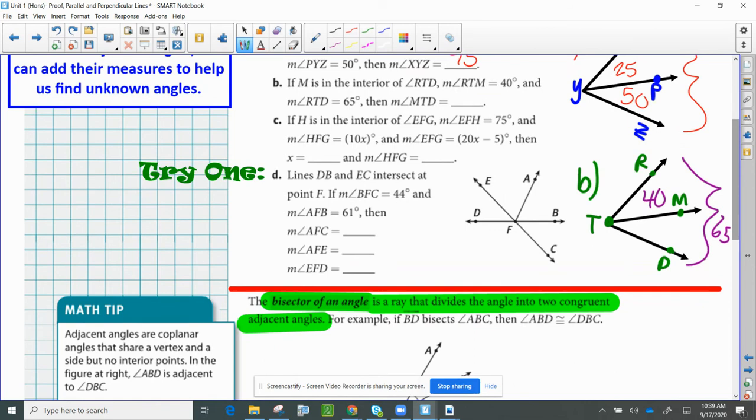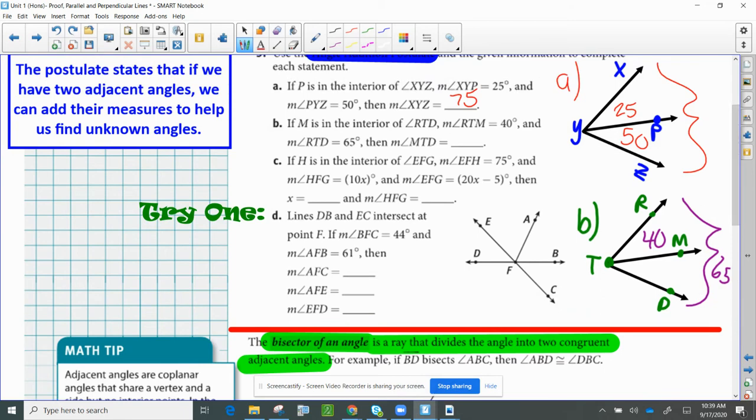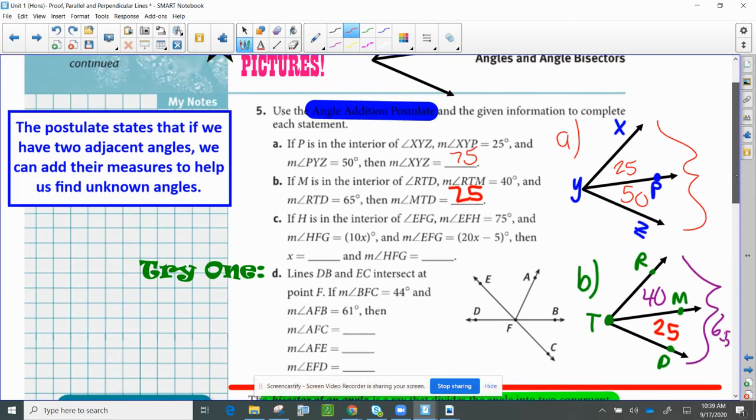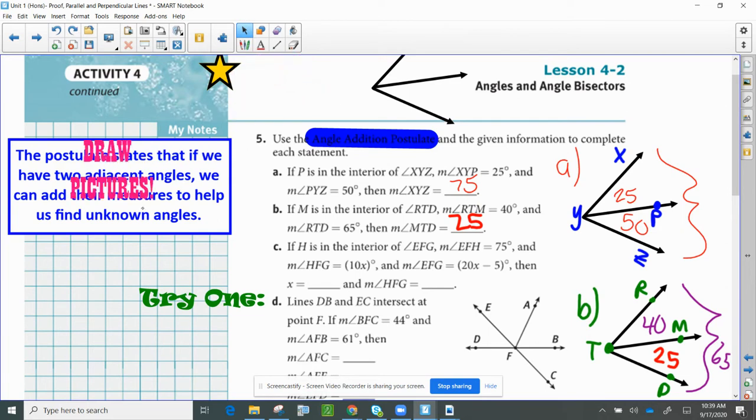So we're going to use kind of a backwards way of the angle addition postulate to find the measure of MTD. This one we can do a little mental math with. If my entire angle is 65 and that one angle on the inside is 40, that means we have a leftover 25 degrees for our angle MTD. So that'd be 25. Okay, all right. C, they're going to throw some algebra at you. So I'll help you guys set it up, but then I'm going to have you probably solve it.